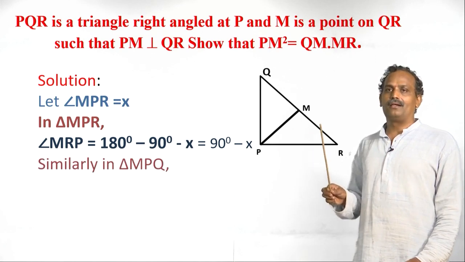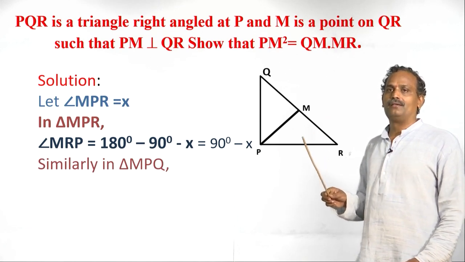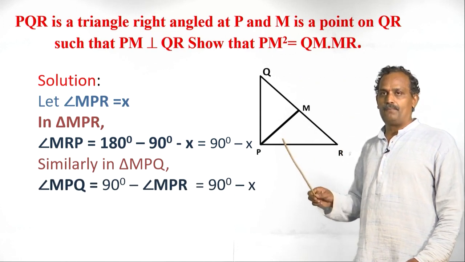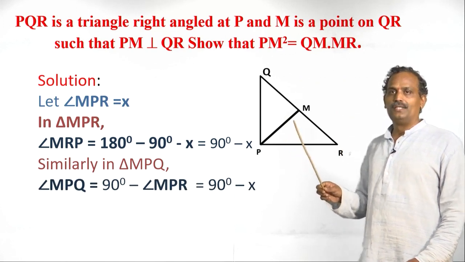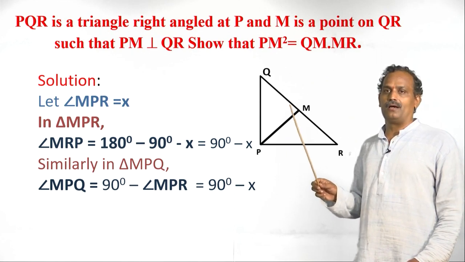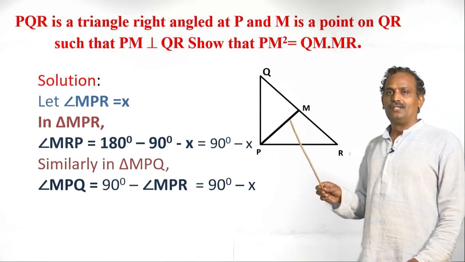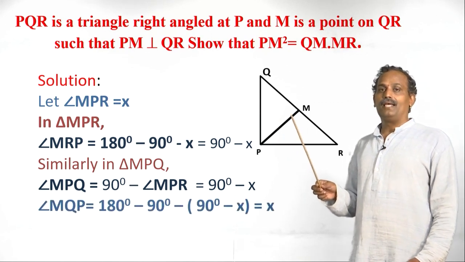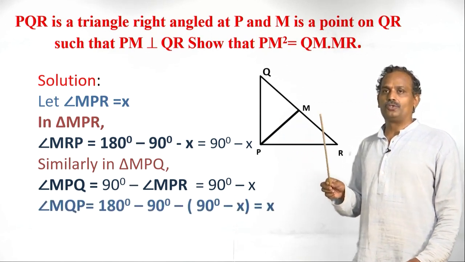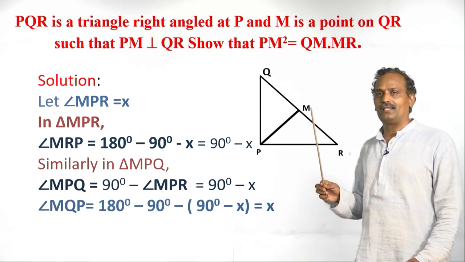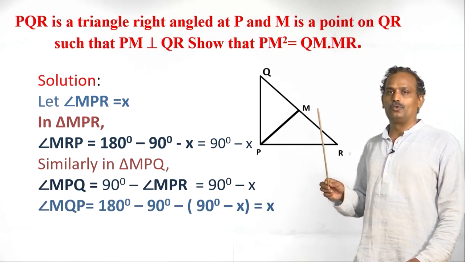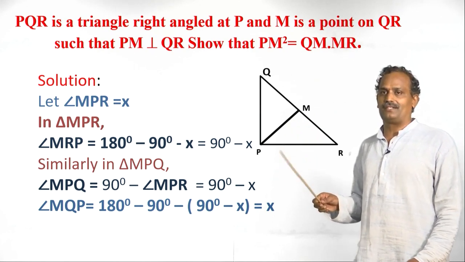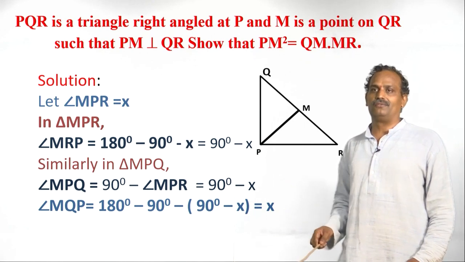Now, similarly in triangle MPQ, we can see that angle MPQ is equal to 90 degrees minus angle MPR, which is nothing but 90 degrees minus x. Again, the vertex angle MQP is equal to 180 degrees minus 90 degrees minus (90 degrees minus x), which is nothing but x itself.